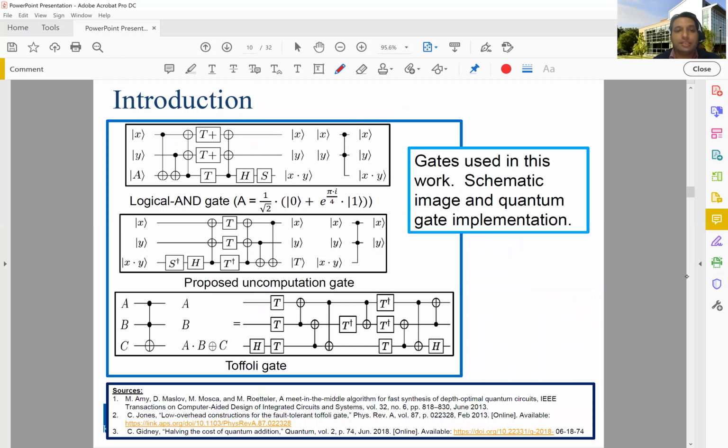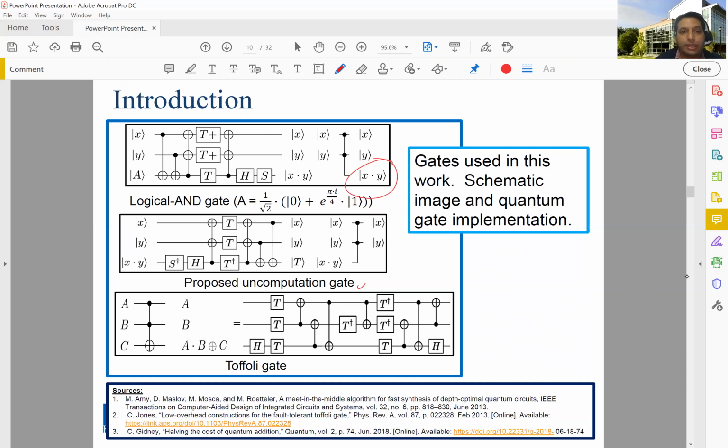Now, in our design, we are using three blocks. One of the blocks, as I told you, is this block which performs the logical AND, and this block, as I told you, is the reversal block, the logical AND computation gate, which is performing the reverse of the top block. This performs the reverse of this one.